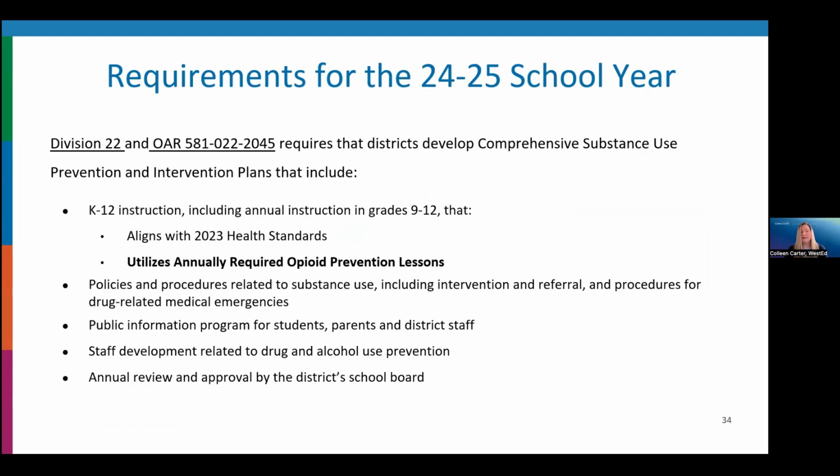For the 24-25 school year, Division 22 requires districts to develop a comprehensive substance use prevention and intervention plan that's specific to the unique needs inclusive to all students within each district. The Division 22 requirements will cover 5 areas. K through 12 instruction, which also includes annual instruction for grades 9 through 12, ensuring that it aligns with the 2023 health standards. Policies, rules, and procedures related to substance use and intervention. Communication, ensuring communication to students, parents, and district staff. Staff training and development. And lastly, school board approval, which requires an annual review.